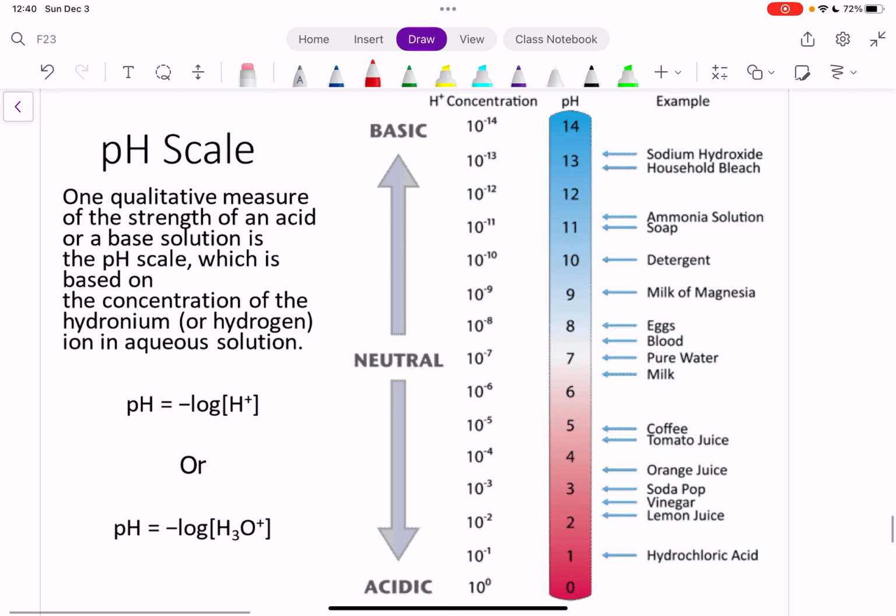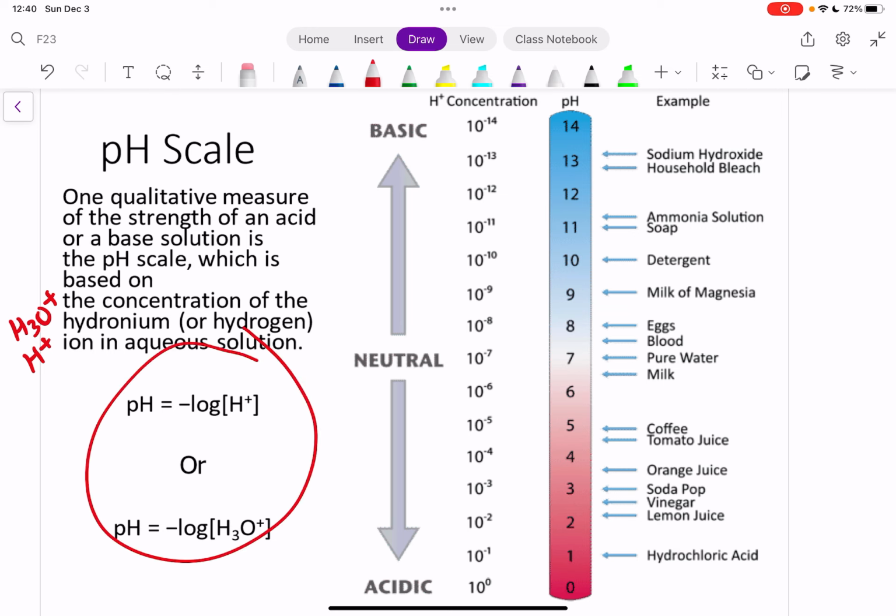And all of this relates to the pH scale. So one of the ways that we can measure the strength of an acid or base solution, or how much acid or base is concentrated in our solution, is the pH scale. And this is based on the concentration of the hydronium ion, right, H3O+. Or you could also think of it as H+, right, just those protons, in aqueous solution. Now, I want to talk about these equations, but first I want to look at the pH scale.